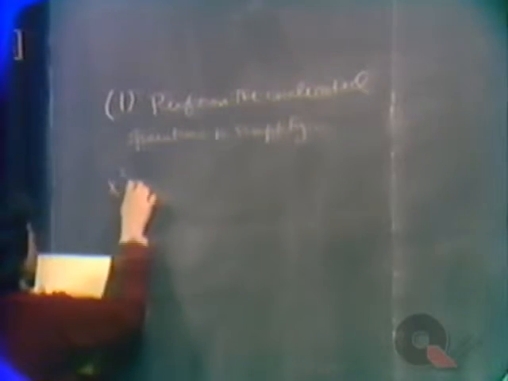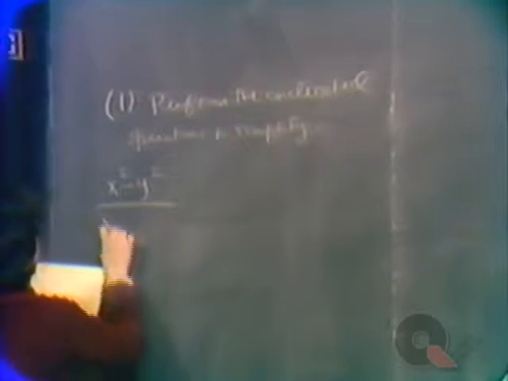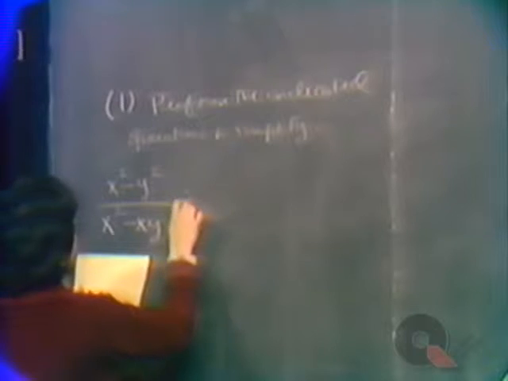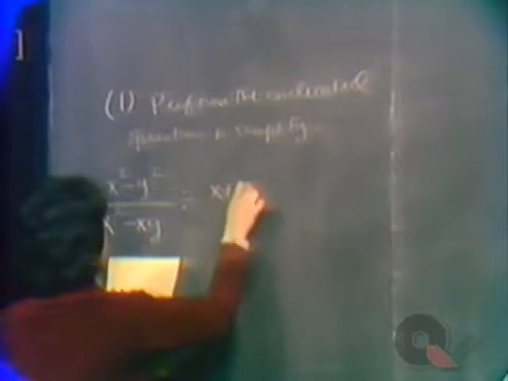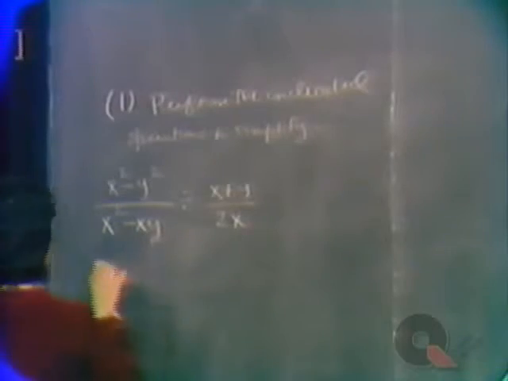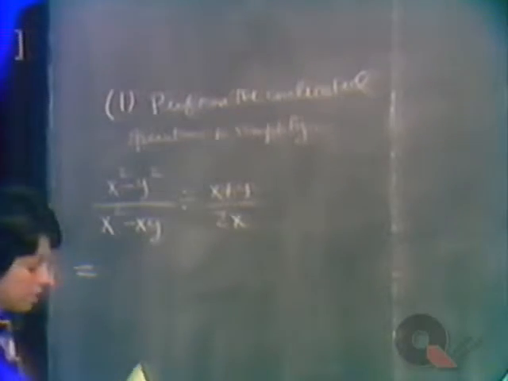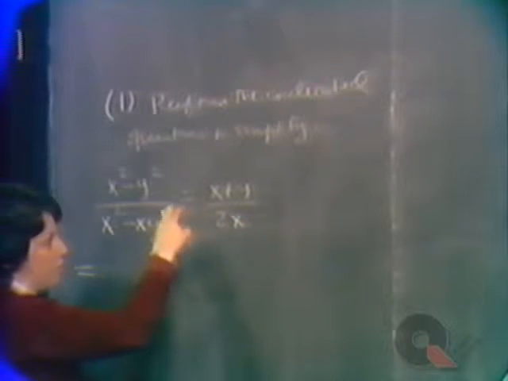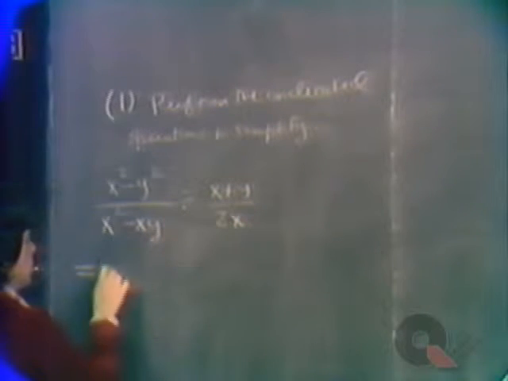x squared minus y squared over x squared minus xy, divided by x plus y over 2x. First thing we do is we invert and multiply. Instead of dividing by this, we multiply by the reciprocal.